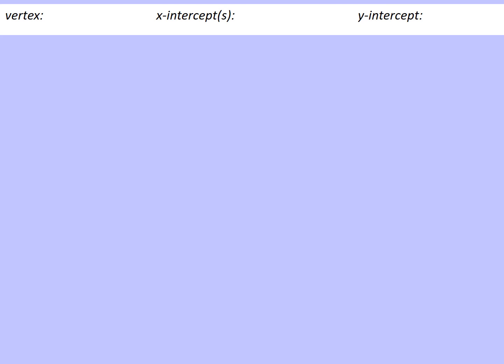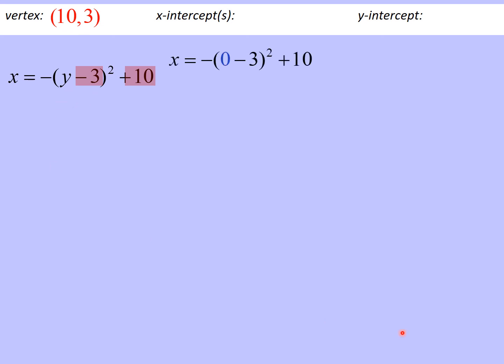Next question on that problem. What is the vertex? But this begins with x, so we got to be careful here. So we do a switch, 10 in the front, 3 in the back. What's in parentheses? The sign changes. X-intercept. We let every y equal 0, and we solve for x. And x is equal to 1. We write it (1, 0).